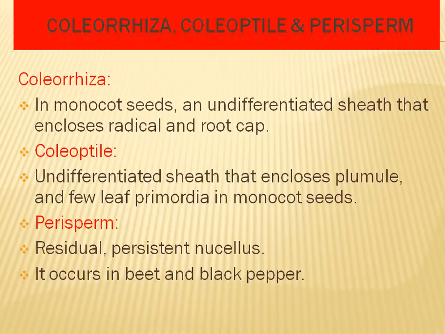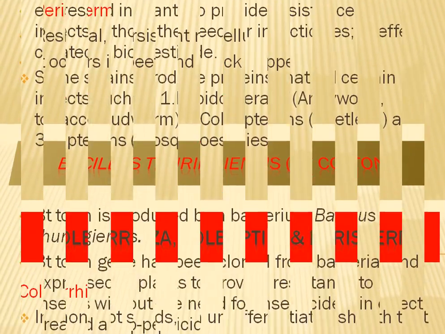Coleorhiza. In monocot seeds, an undifferentiated sheath that encloses radicle and root cap. Coleoptile. Coleoptile is undifferentiated sheath that encloses plumule and few leaf primordia in monocot seeds. Perisperm. Perisperm is residual persistent nucellus. It occurs in beet and black pepper.